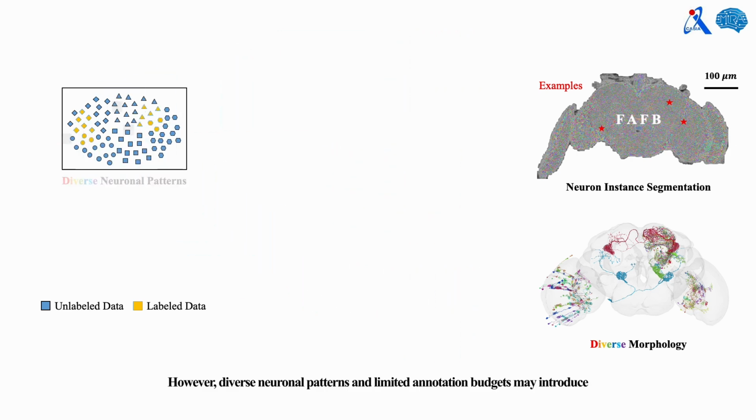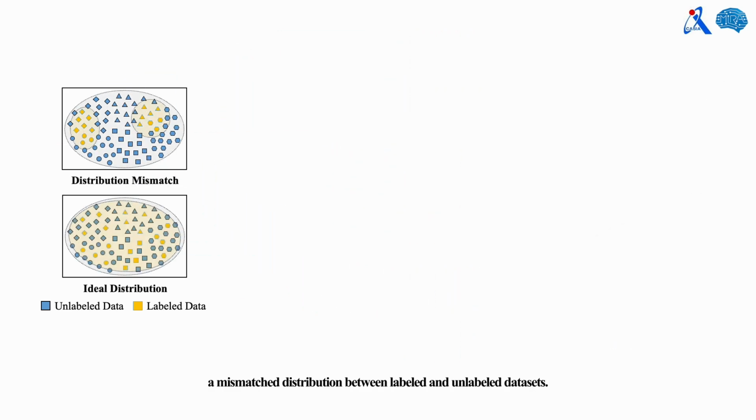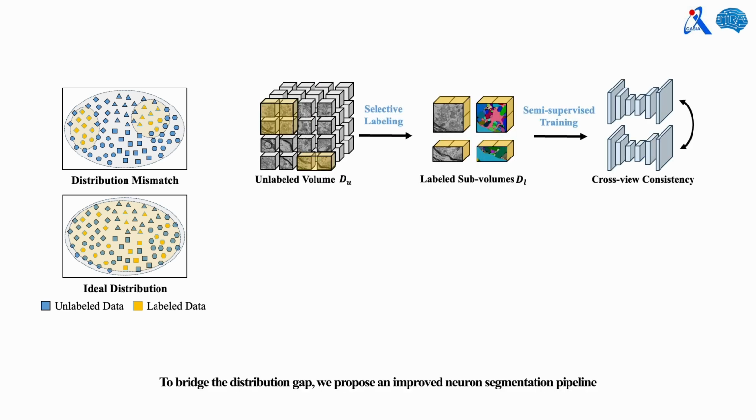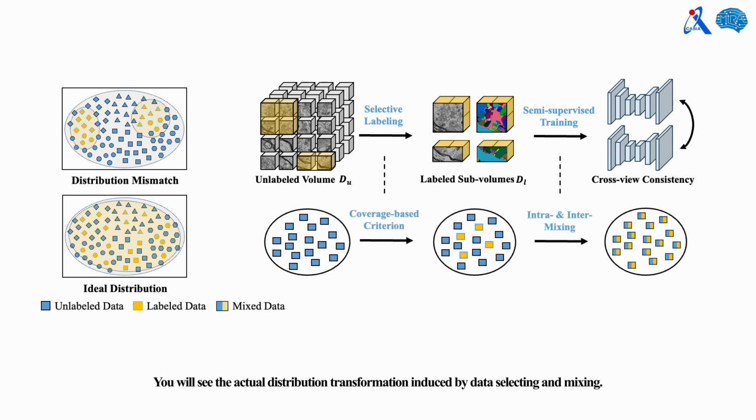However, diverse neuronal patterns and limited annotation budgets may introduce a mismatched distribution between labeled and unlabeled datasets. The mismatch problem may hinder the generalization of semi-supervised models. To bridge the distribution gap, we propose an improved neuron segmentation pipeline by integrating selective labeling and semi-supervised training. You will see the actual distribution transformation induced by data selecting and mixing.